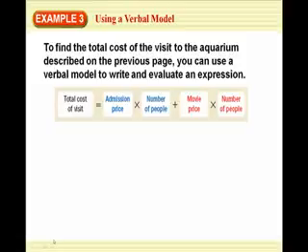You will find the total cost of the visit using the prices in the table at the right in example 3 and applying the order of operations. So the total cost equals our price of admission, right here, times the number of people, plus the movie price and the number of people who saw the movie, which gives us our total cost.